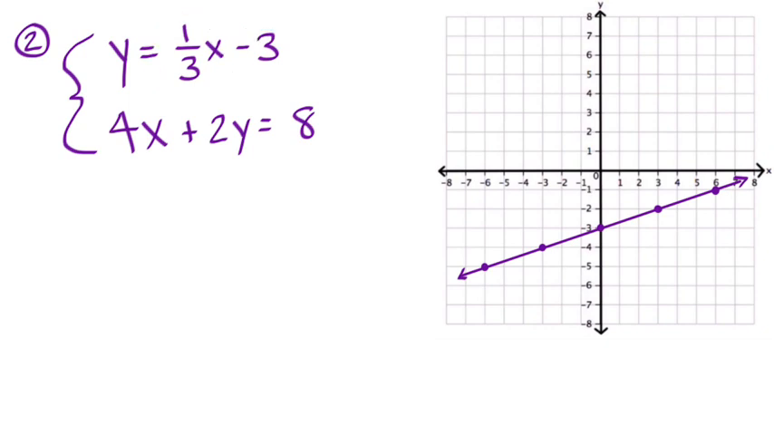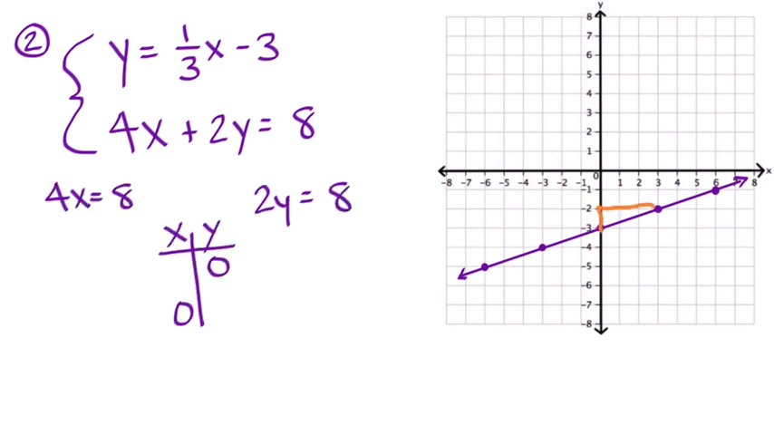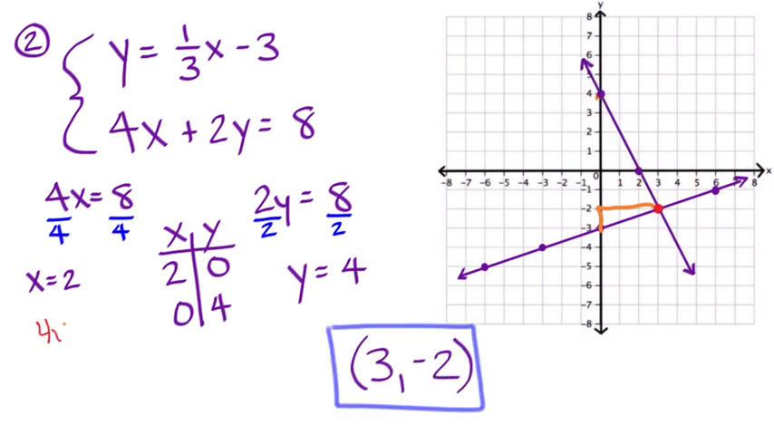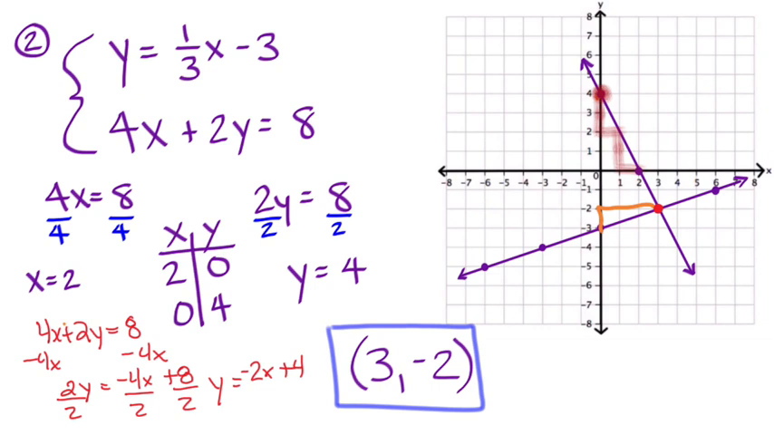My second equation, I could solve for y. That's completely possible. Or I can see that these divide so easily. Why not make a t-table and solve for my x and y intercepts? When I do that, I see that x is 2 and y is 4. I have 2 good points, and I can graph that line, and I see that they are the shared solution of 3, -2.